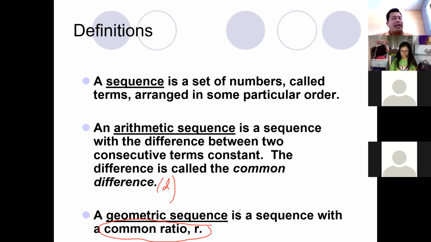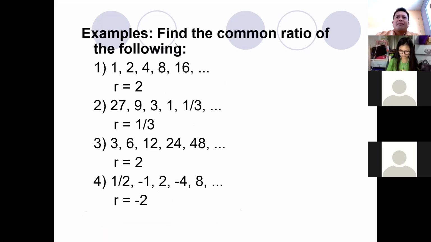Common ratio is r. How will you get the common ratio, class? You get the common ratio by dividing a number by its former, or previous, value. For example, here, the common ratio of number 1 is 2. How did we get 2? 2 divided by 1 is 2. 4 divided by 2 is 2. 8 divided by 4 is 2. And 16 divided by 8 is 2.